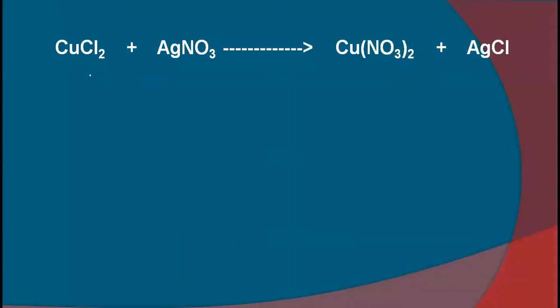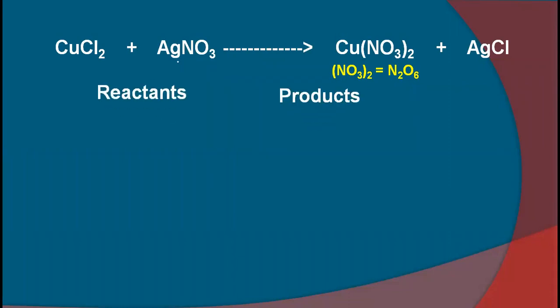So we have cupric chloride, CuCl2, reacting with silver nitrate, AgNO3, to give cupric nitrate, Cu(NO3)2, and silver chloride, AgCl. Remember, (NO3) twice on expansion is going to give me N2O6. This we already saw in the earlier slides. Now we'll check whether this equation is balanced or unbalanced.